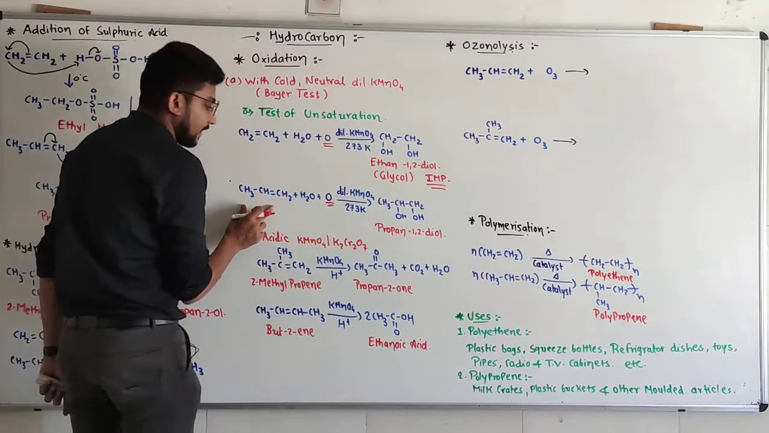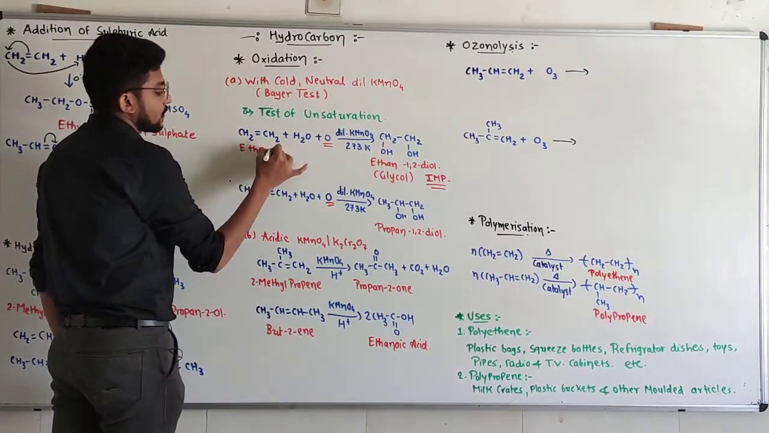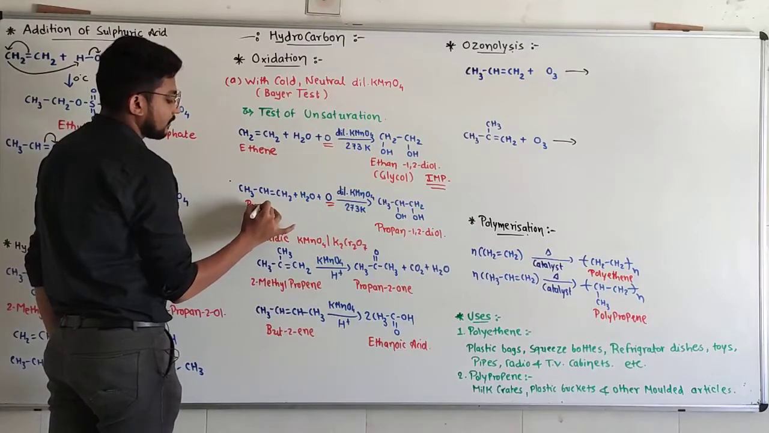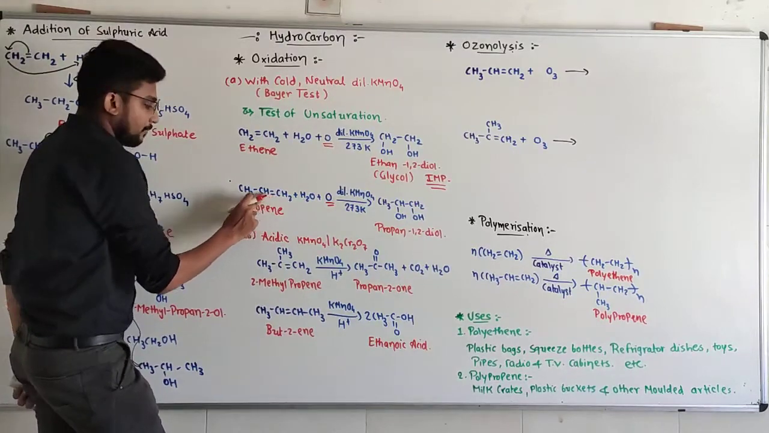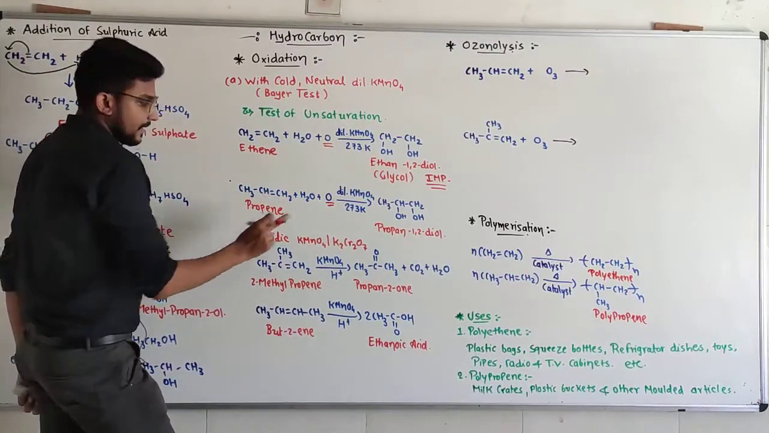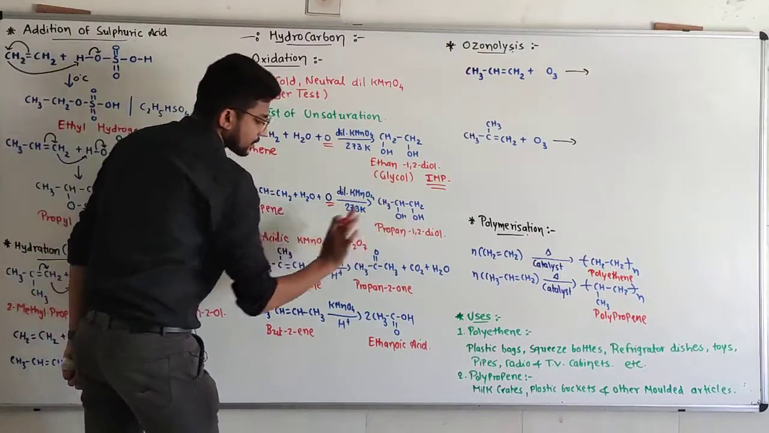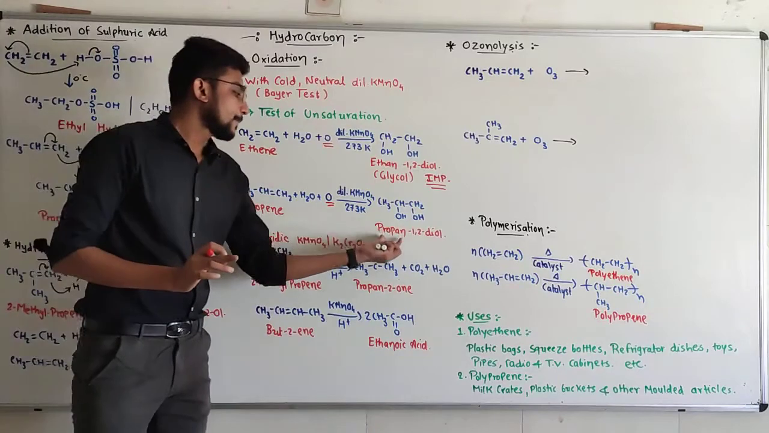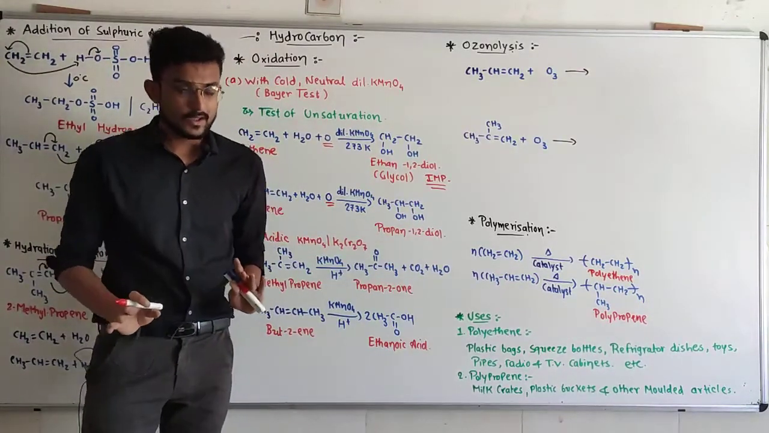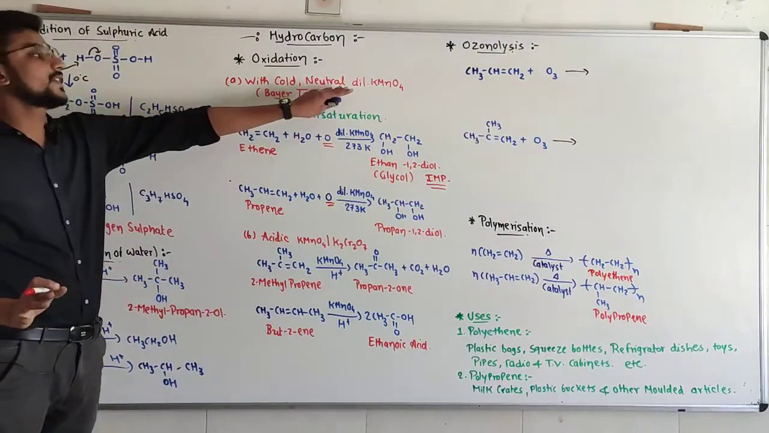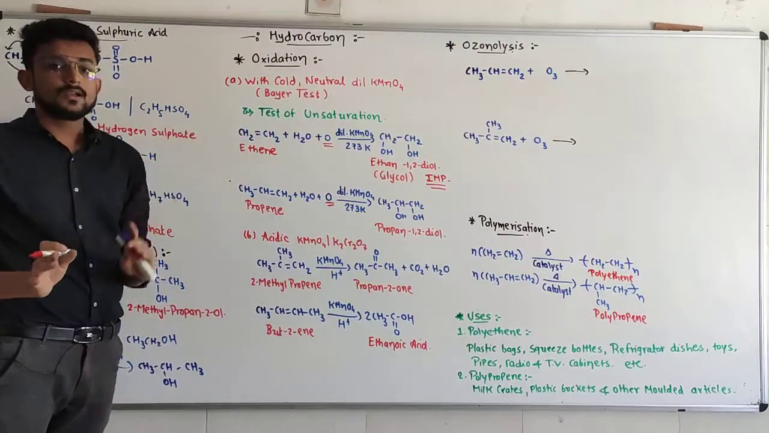Suppose we have propene. Here we had ethene, now suppose we have propene. Same reaction occurs. The pi bond is broken, so the pi bond will disappear and both carbons have OH. It will give me propane-1,2-diol. Okay, that was my oxidizing reaction, dilute KMnO4, or you can say weak oxidizing reaction.